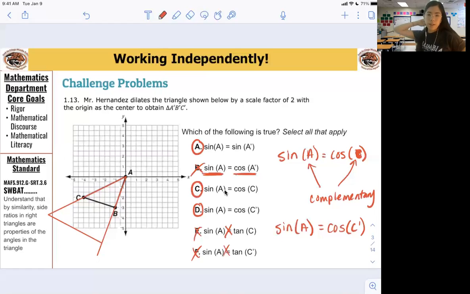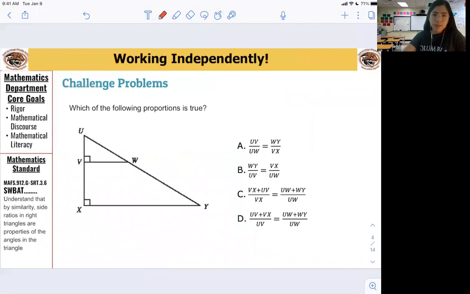Any questions on this one? Who got all three? I know a couple people did. Who got all three? Perla? Good job. All right, any other questions?